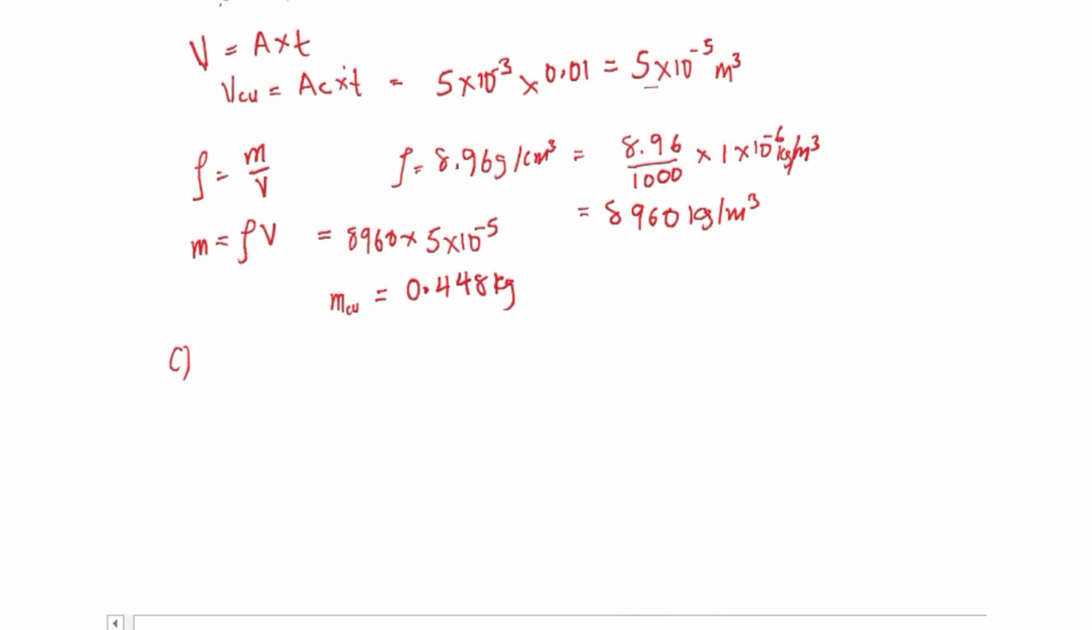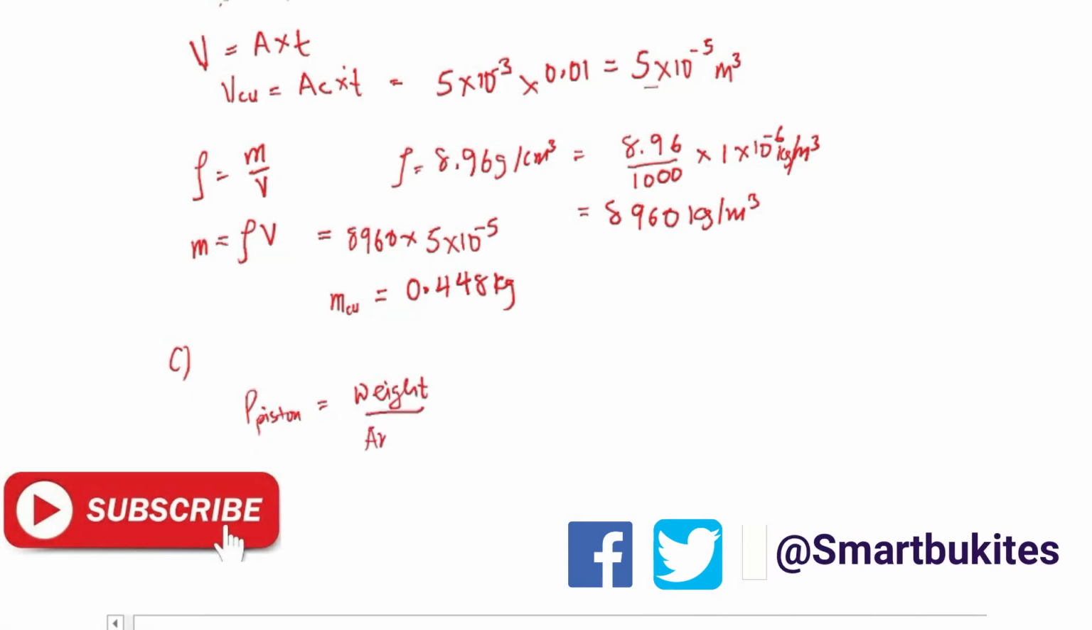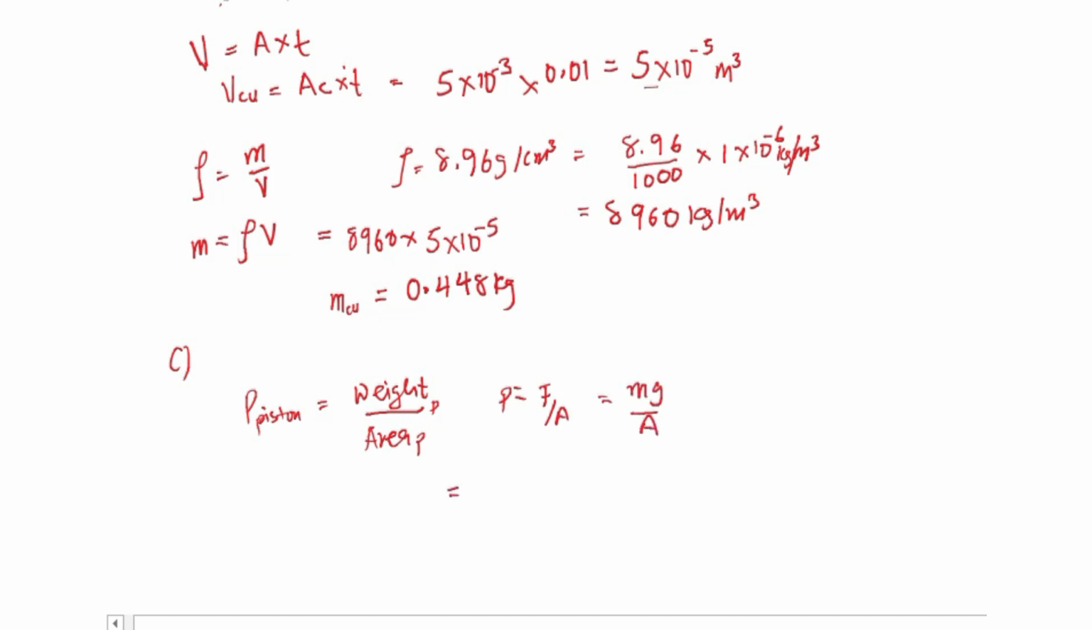So for this, the pressure inside the cylinder will be equal to the pressure due to the height of the piston. And the pressure of the piston is equal to the weight of the piston all by the area of the piston. Since the pressure is force over area, this is mg over A.